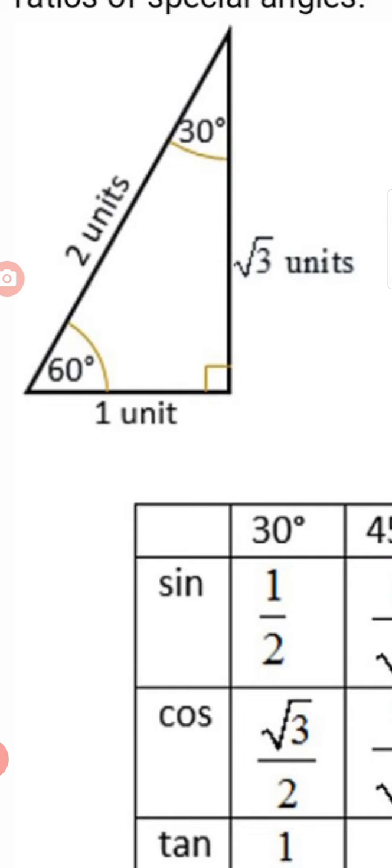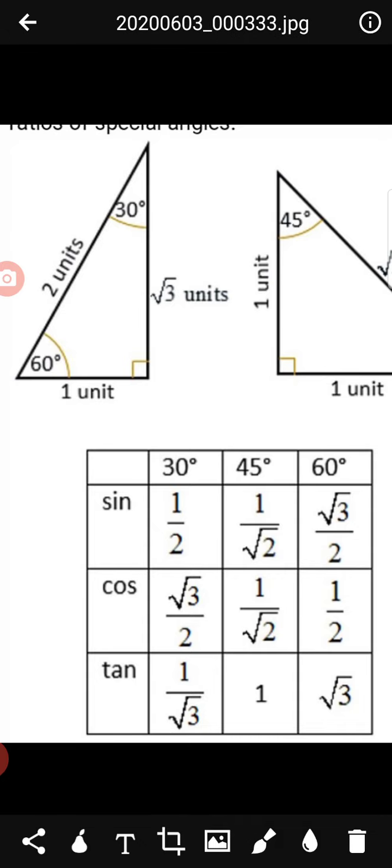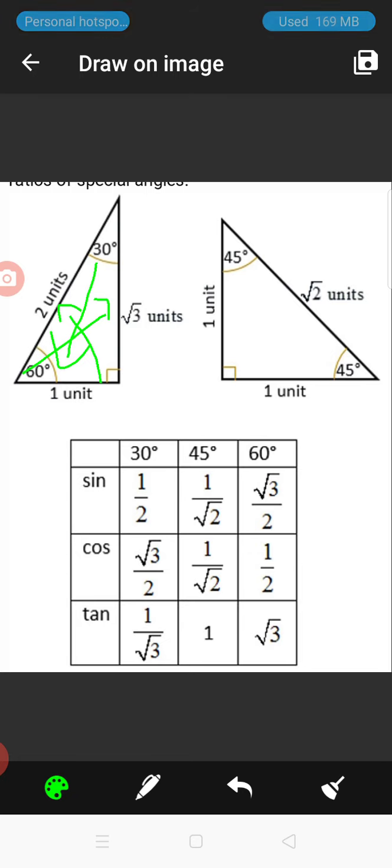Now suppose the side opposite to 30 degrees is 1 unit, the side opposite to 90 degrees is 2. Then by the Pythagoras theorem, the side opposite to 60 degrees will come root 3 units. Means if you are calculating, the side opposite to 30 degrees is 1, the side opposite to 90 degrees is exactly double of that, and the side opposite to 60 degrees will be root 3. From this, we will find the ratios sin, cos and tan for 30 degrees. First we start from 30 degrees.